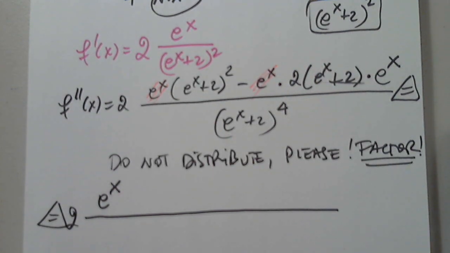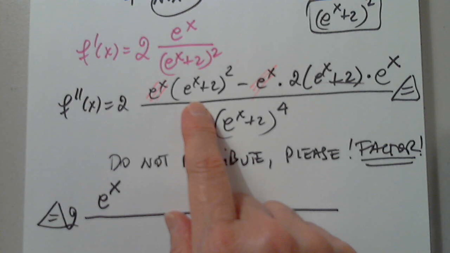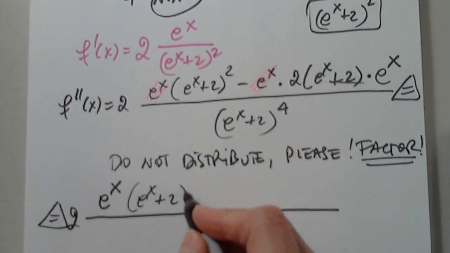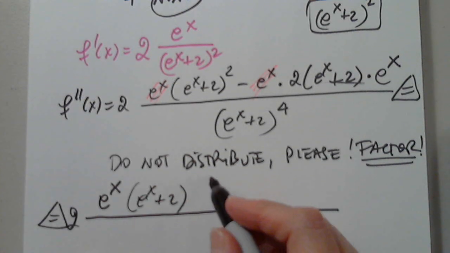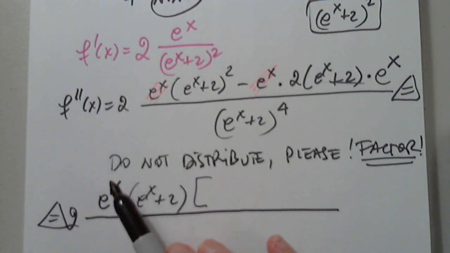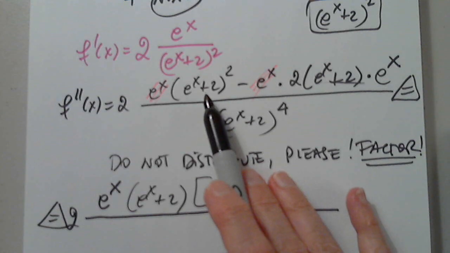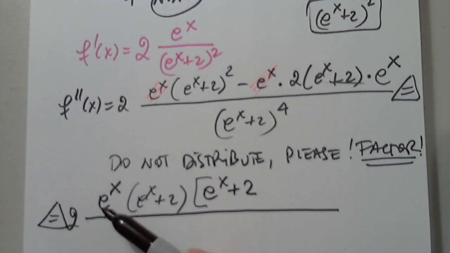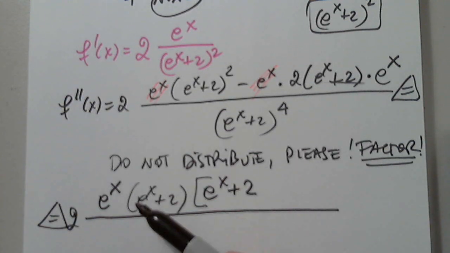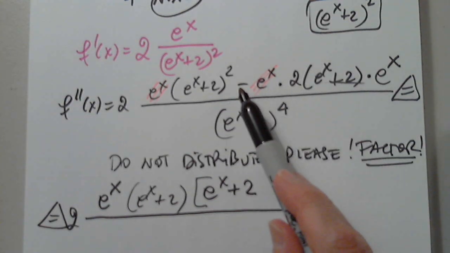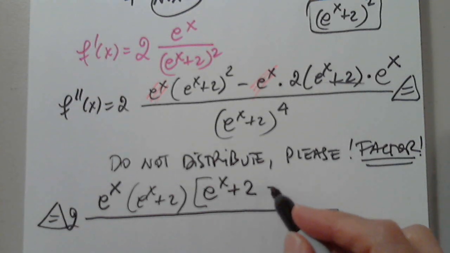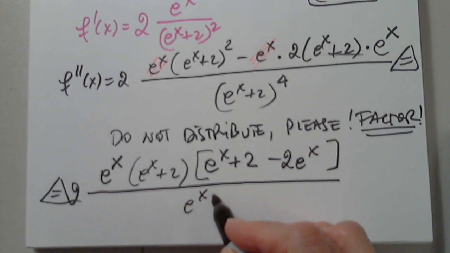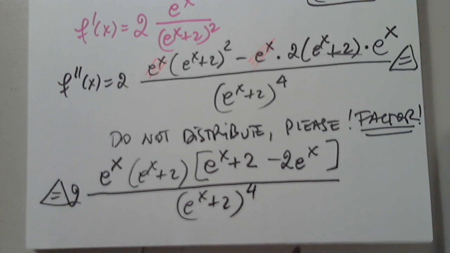But also, there is another common factor, which is e to the x plus 2. So I have e to the x plus 2. Good. e to the x is out. One of these two is out, but still one is left in. e to the x is out. e to the x plus 2 is out, but I still have negative 2 e to the x over (e to the x plus 2) to the fourth.